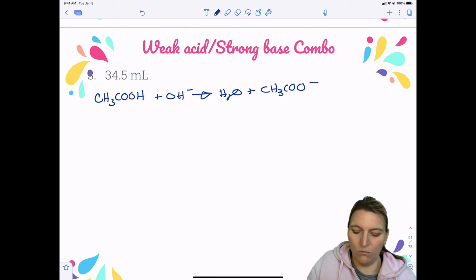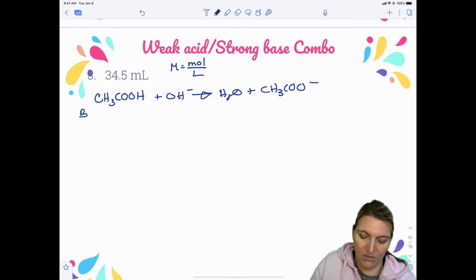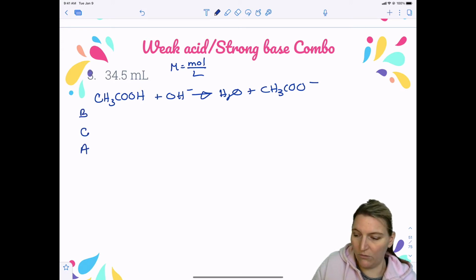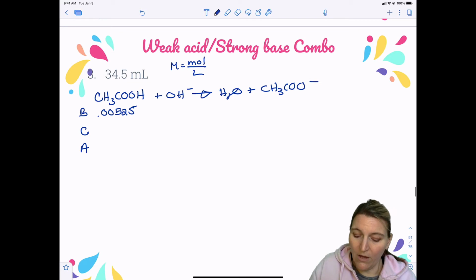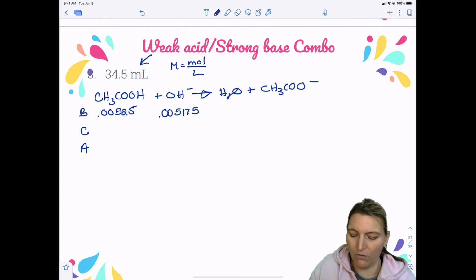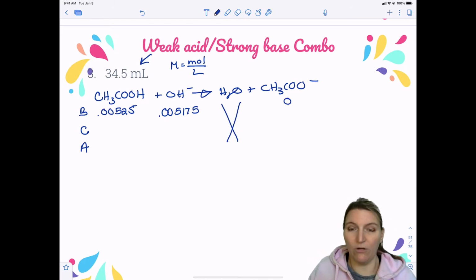We use molarity equals moles over liters to find the number of moles of each. In BCA charts, we always need to use moles. So even in the previous example, we know it's 0.00525 moles of acetic acid. Using this as the volume, we get 0.005175 moles of OH minus that we're adding, and we start out with no moles of the acetate ion, the conjugate base.